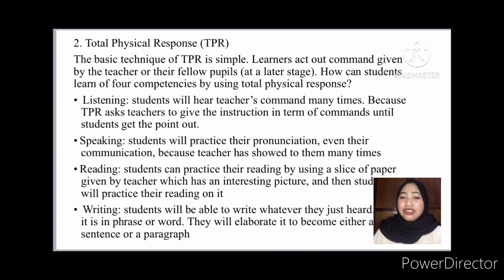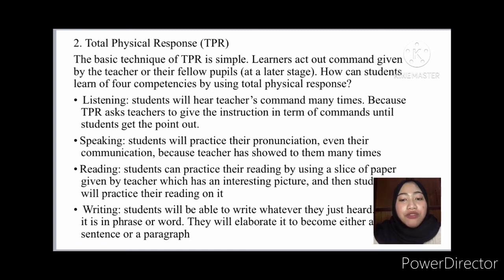Okay, for the next is total physical response, or TPR. Total physical response, or TPR, is a learning strategy which has been developed and promoted by Professor James Asher of San Jose State University in California.